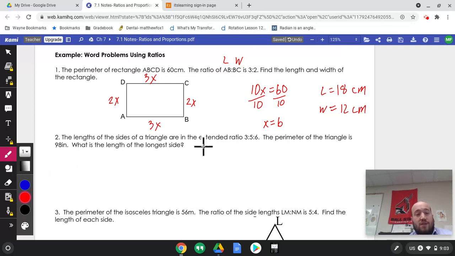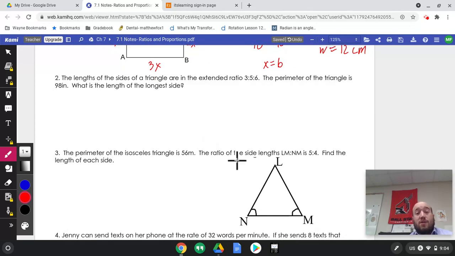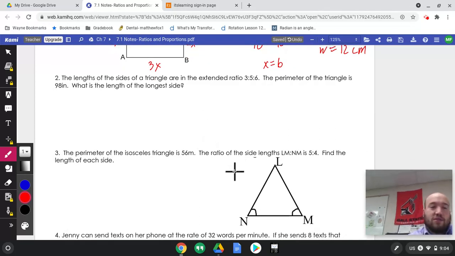Now our next one. This next one does not have a picture. You don't have to draw a picture, but I think it might be helpful just to have a visual, so I'm going to sketch in this little picture here. Notice it says the lengths of the sides of this triangle are an extended ratio 3 to 5 to 6. Extended ratio just means now we're comparing three things together. The perimeter of the triangle is 98 inches.